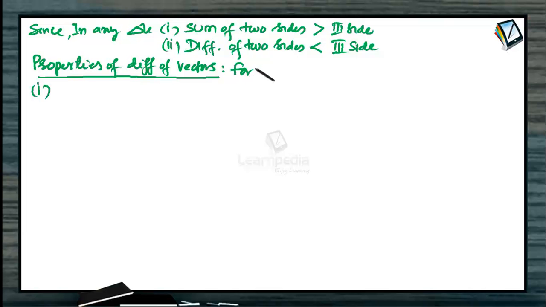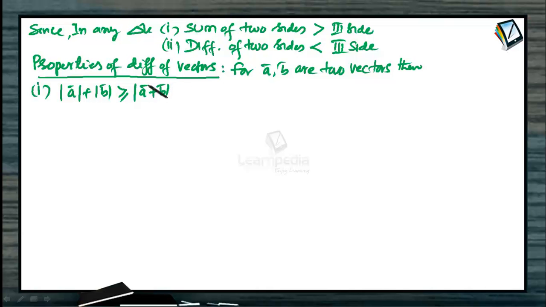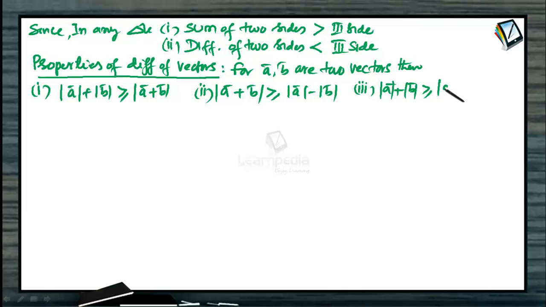For A bar, B bar two vectors, the first property is: modulus of A bar plus modulus of B bar is more than or equal to mod of A bar plus B bar. The second property is: mod of A bar plus B bar is more than or equal to mod A bar minus mod B bar. The third property is: mod of A bar plus mod of B bar is more than or equal to mod of A bar minus B bar. And the fourth is: mod of A bar minus B bar is less than or equal to mod A bar plus mod B bar.